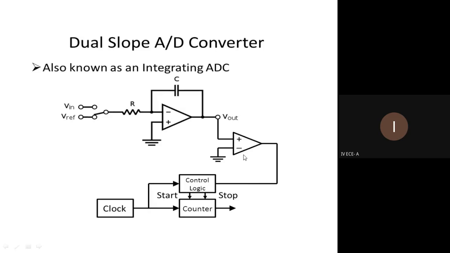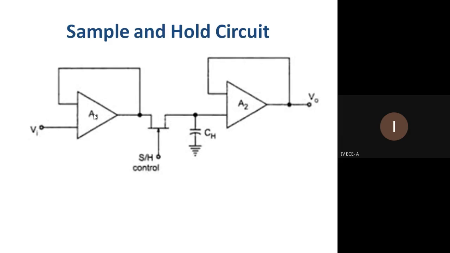Then the output of the operational amplifier is given to the control circuit, the control logic, which is controlled by the clock circuit. The counter circuit counts the number of ones and zeros from this operational amplifier. So for this, we give two signals, V in and V reference. Right. So next one is the sample and hold circuit.